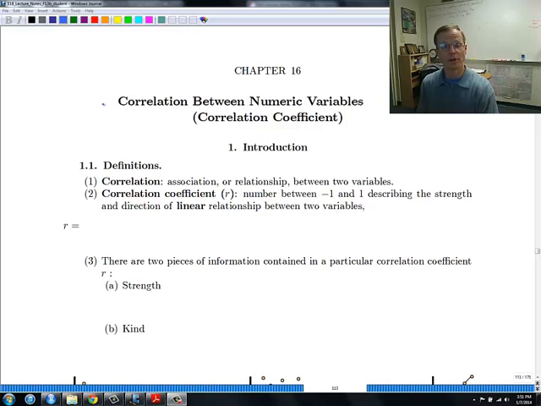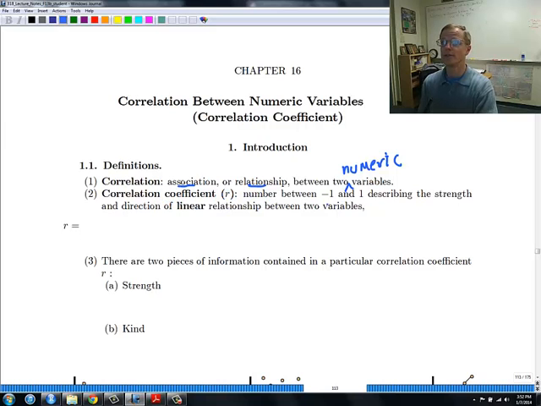We're going to do Whitlock and Schluter Chapter 16 on the correlation coefficient. Okay, correlation is the association or the relationship between two numeric variables. Keep in mind they need to be numeric. Correlation is a statistical technical term. You can't have a relationship between two categorical variables. We describe it as something different.